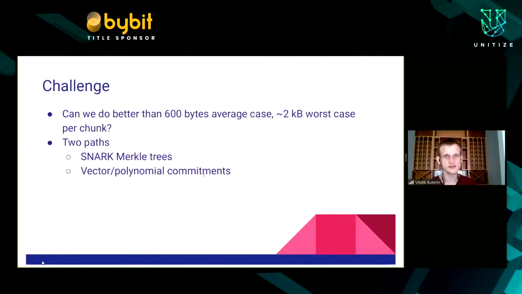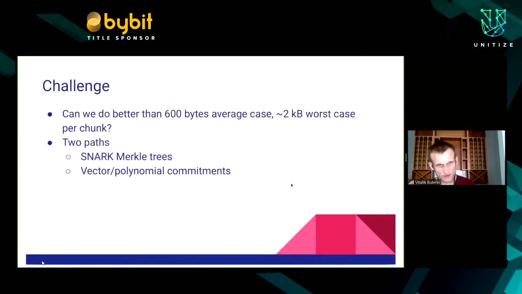Challenge, right? So the problem is that 600 kilobytes average case, 2 to 5 megabytes worst case is actually not that nice, right? Right now Ethereum blocks are about 50 kilobytes. So can we try to bring the witness size down to something closer to the block size instead of being 1 to 1.5 orders of magnitude larger than the block size? There's two paths to this. One is snarking Merkle trees, and the other is vector commitments or polynomial commitments.